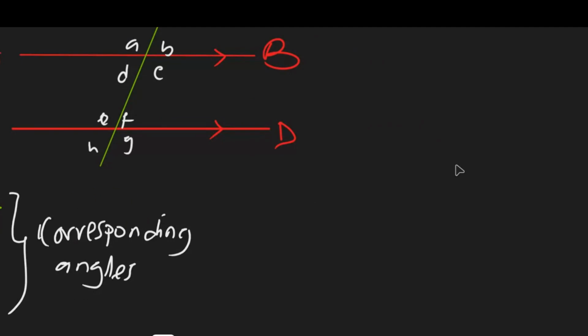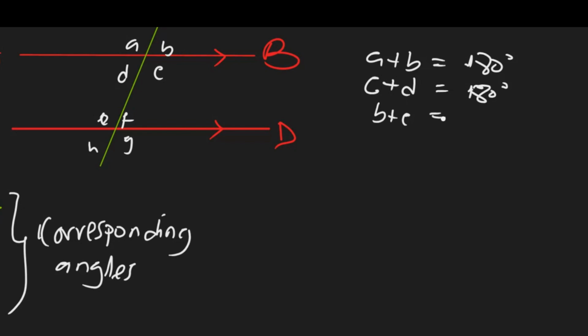So let's see some other properties of parallel lines here. A plus B, they're equal to 180 degrees in the sense that they are straight line angles. You know that straight line angles sum up to 180 degrees. That's not all. We have C plus D, they are also equal to 180 degrees. They are straight line angles. There are many here. B plus C equal to 180 degrees. You can also think of A plus D equal to 180 degrees.